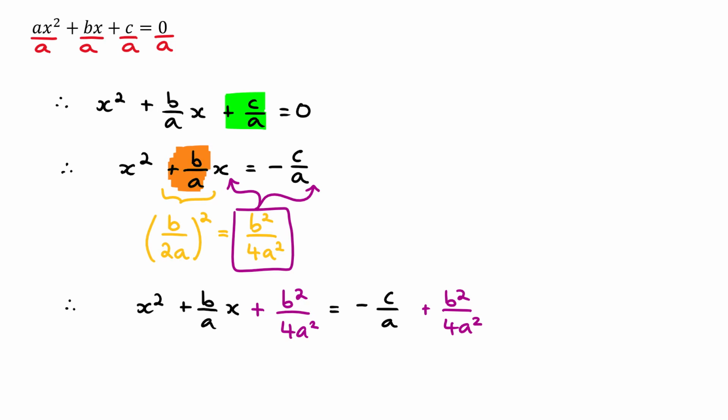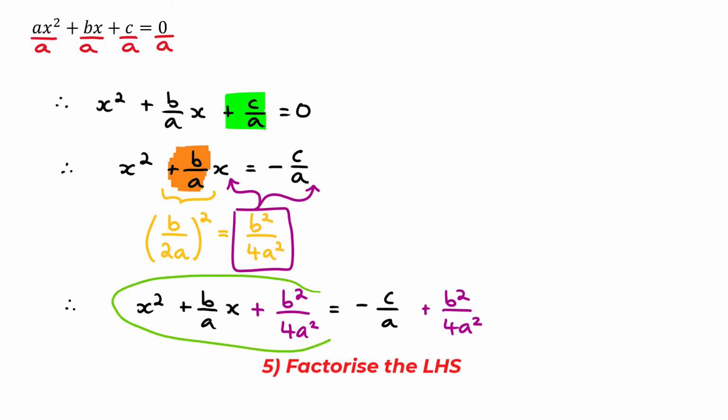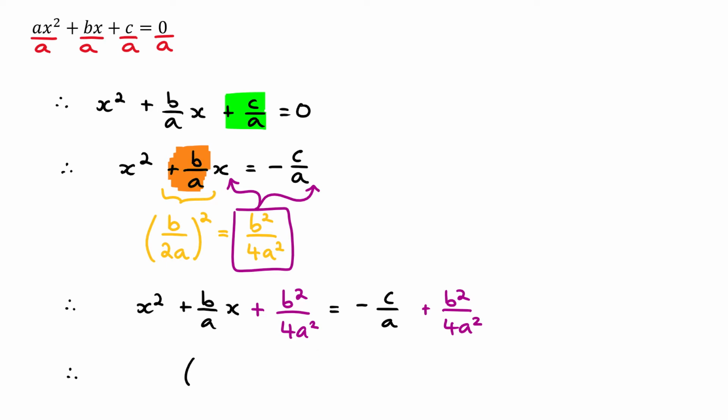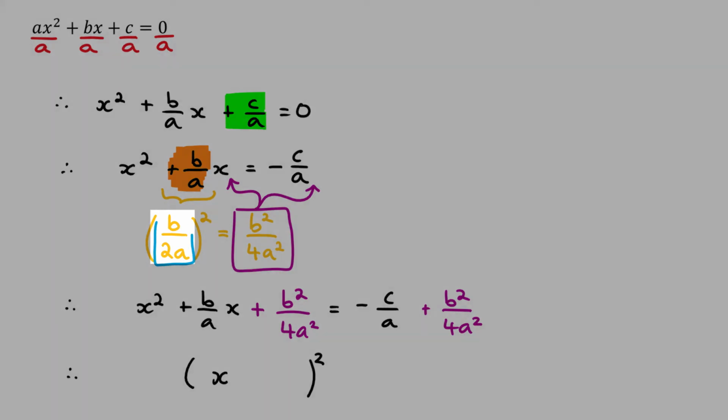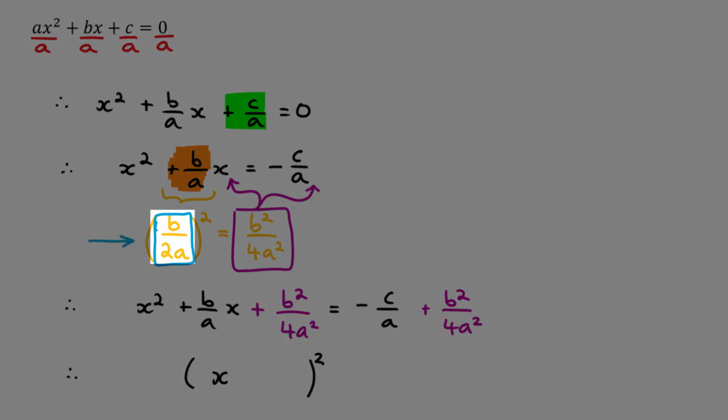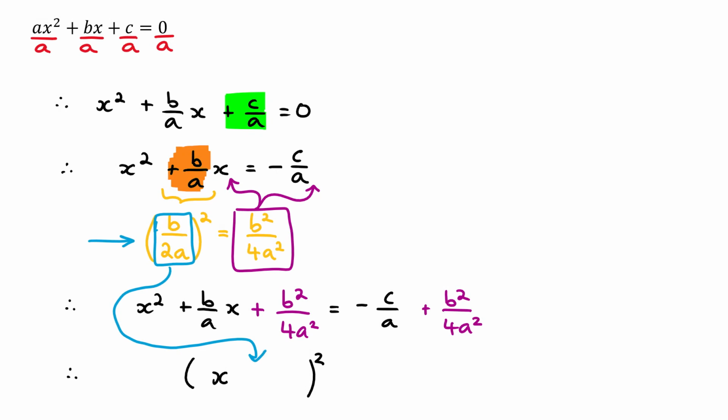Step number 5 was to factorize the left-hand side, which is basically saying go and factorize this whole piece over there. But that looks like a mission to factorize. So the shortcut, or the trick to doing it, is simply to write out your bracket as a perfect square, write your x in, and then take whatever was inside this bracket here from step number 3, and go and write that in your bracket over here. So it would be x plus b over 2a, like so.